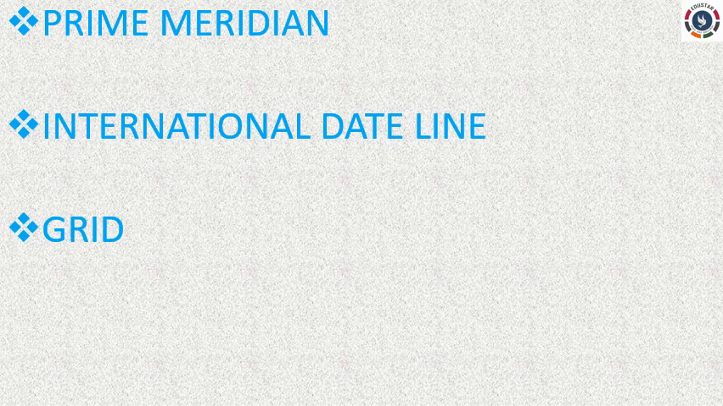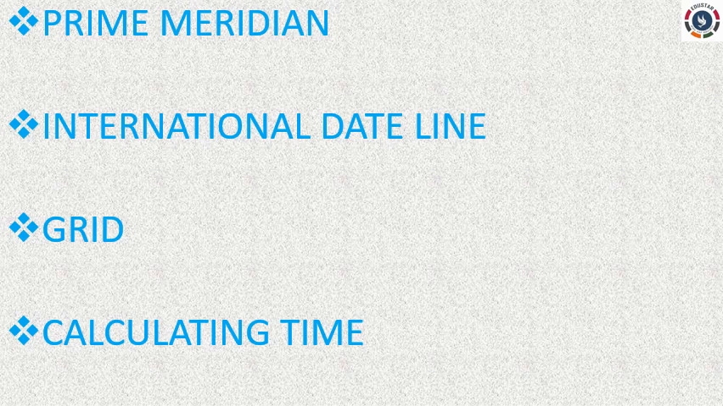Next is about grid. Longitudes and latitudes form a network called a grid. It helps us to locate place on a map and globes. Next, calculating time. Longitudes help in calculating time. The difference between two consecutive longitudes is of 4 minutes.